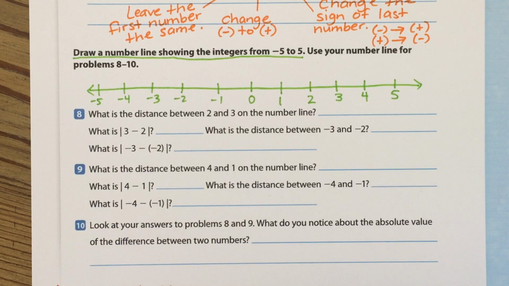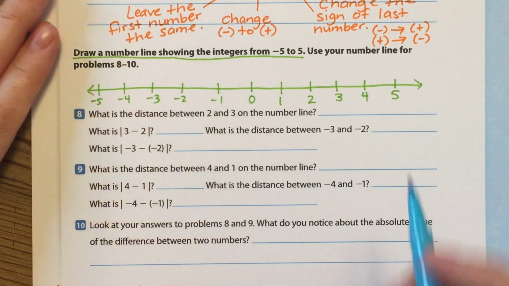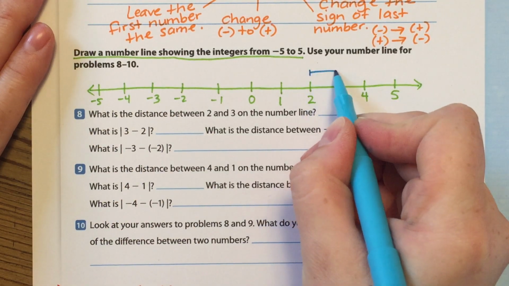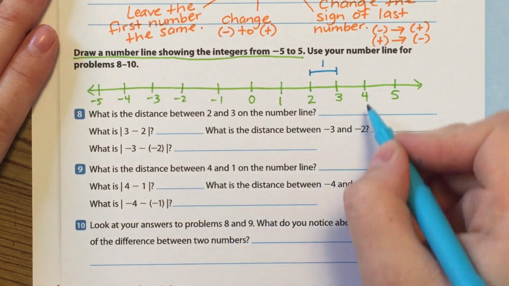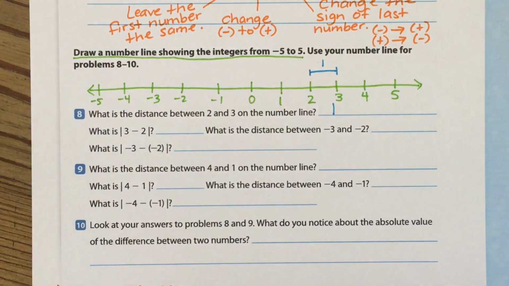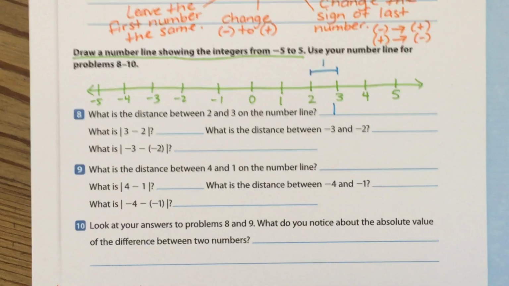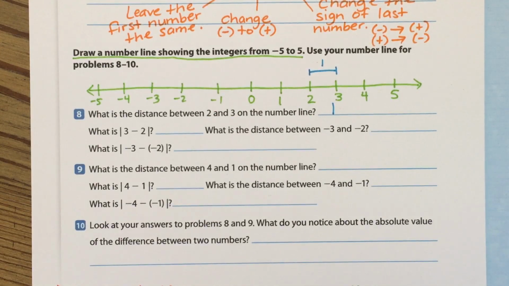So now let's answer the questions. What is the distance between 2 and 3 on the number line? Okay, so pretty easy question. The distance between 2 and 3 on the number line would be 1 unit, or just 1. So the distance between 2 and 3 on the number line is 1.